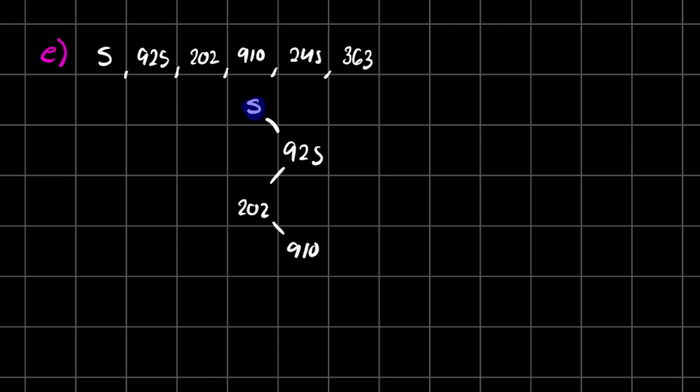Then over here, 245, same thing. Let's go to the right. This is going to be lower, so we go to the left. Here is going to be greater, so 245 is going to go to the right. And then after 910 it is going to go to the left, 245.